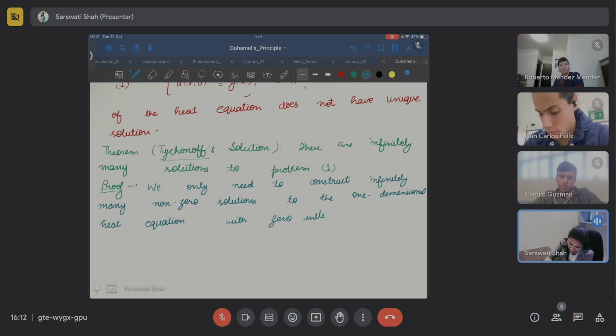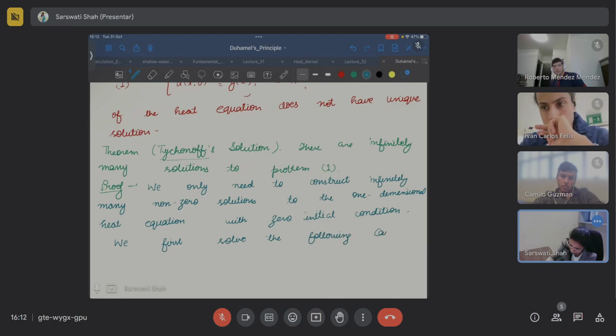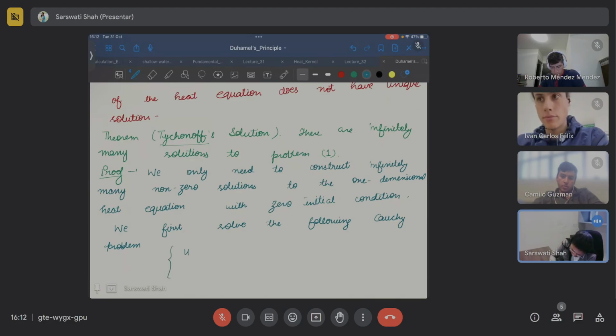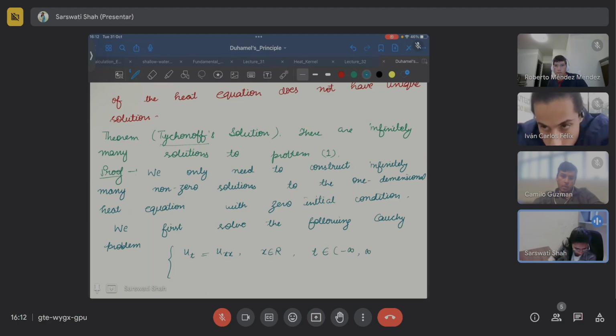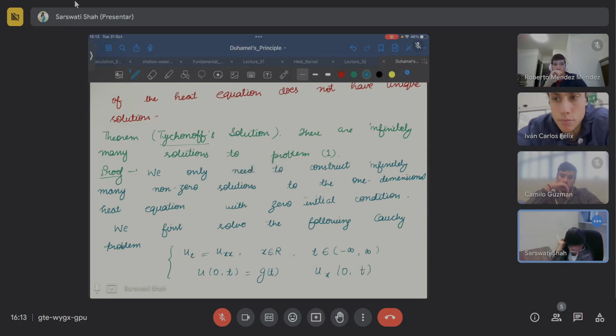We first solve the following Cauchy problem: u_t = u_xx, x belongs to R, t goes from minus infinity to plus infinity, and u(0,t) = 0, u_x(0,t) = 0. So the author is being very clever.